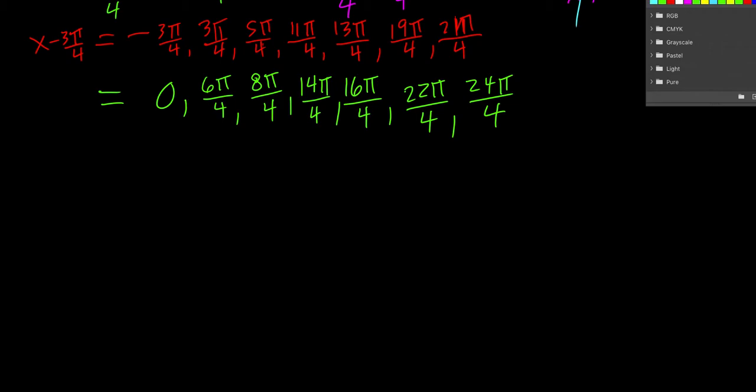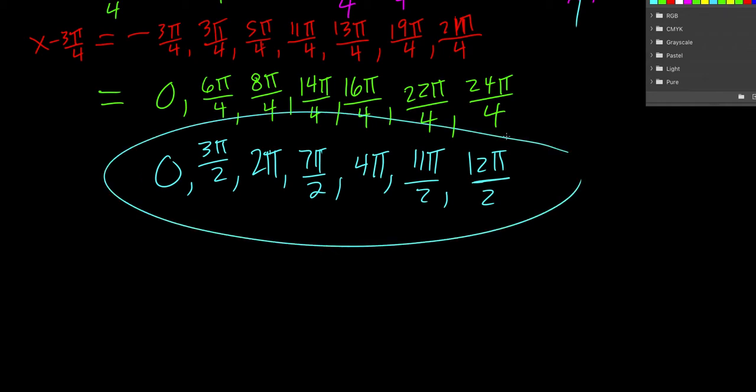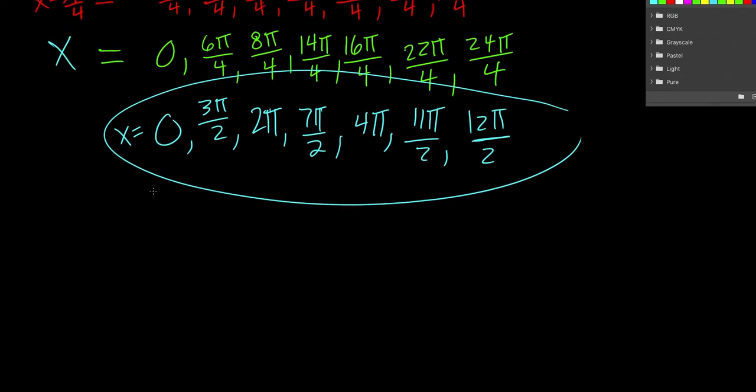All right, now we got to simplify all these. So this is going to be 3 pi halves. 0 is still 0. This is 2 pi. This is 7 pi halves. This is 4 pi. This is 11 pi halves. And this is 12 pi halves. Okay, and that's what x is equal to. So this is still x as well. All right, hopefully you're still hanging in there. This is a little brutal.